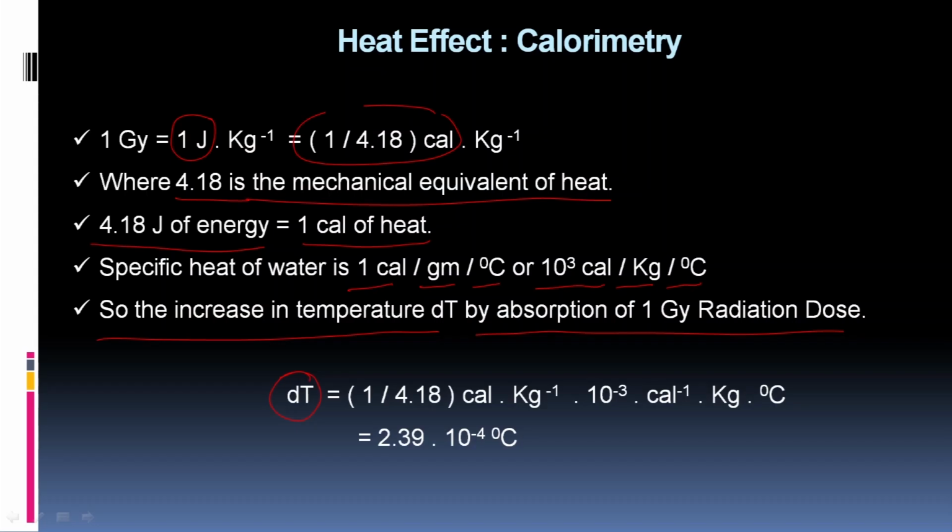Now, 1 Gray is converted to heat, this is the amount of heat, and this is the degree centigrade increment per calorie multiplied by kg. So, this is the formula by which we can calculate the temperature. Here 1 Gray of radiation dose increases the temperature by 2.39 into 10 to the power minus 4 degrees centigrade. So, you can see that this is a very minute increment of temperature which needs to be accurately measured by the thermistor. So, this is all about calorimetry.